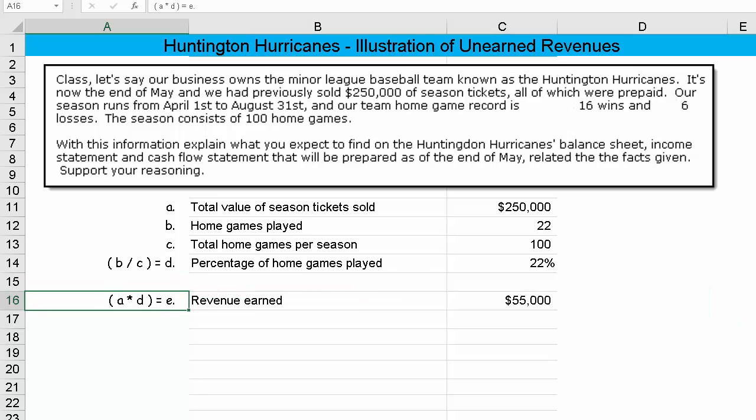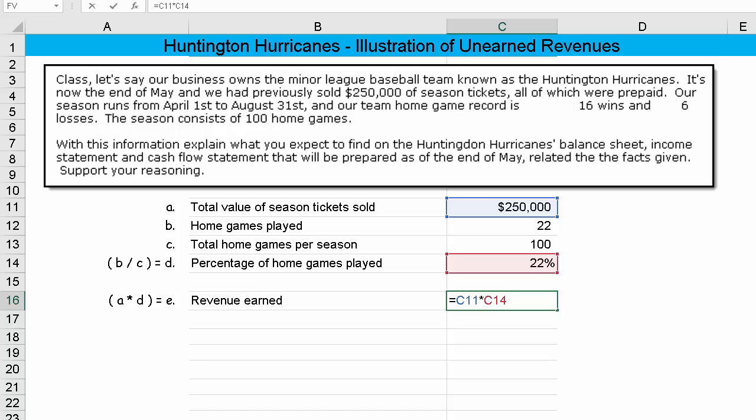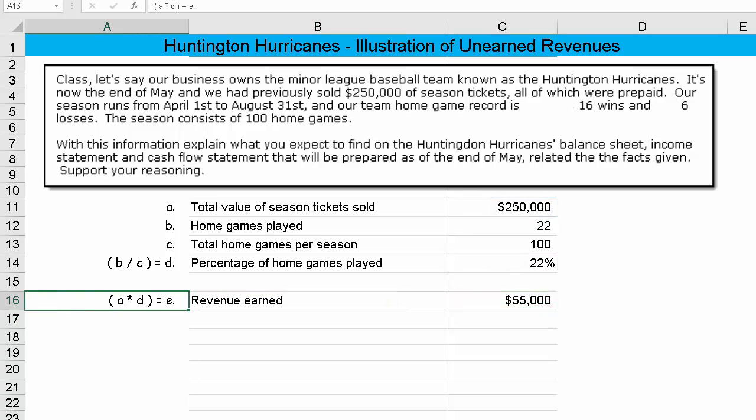Next, we can compute the revenue earned by taking the total value of the season tickets times the percentage of home games that have been played. And when we do that math, which in Excel, we're going to take the value of C11 times C14, we come up with $55,000 of revenue that's been earned.